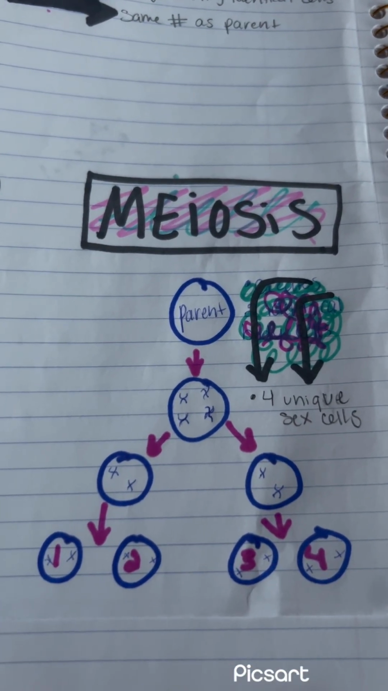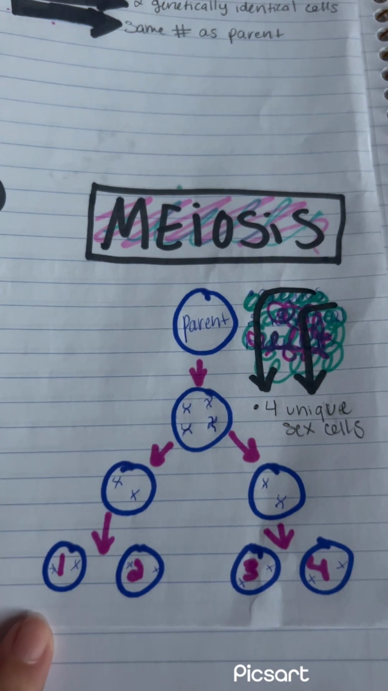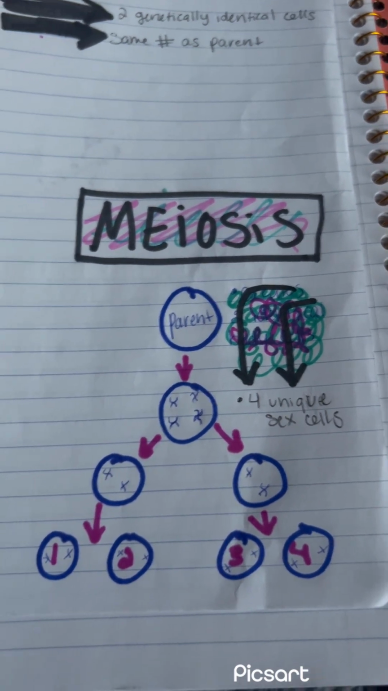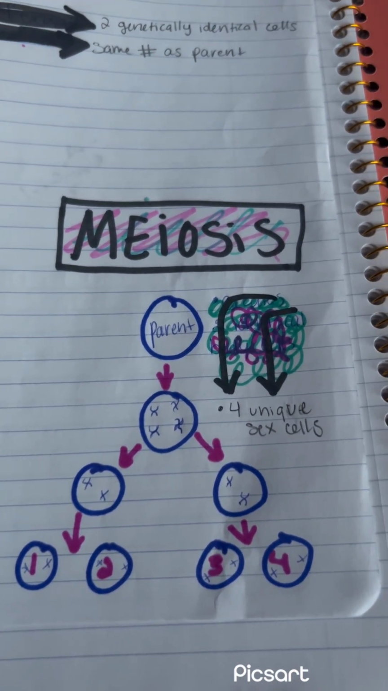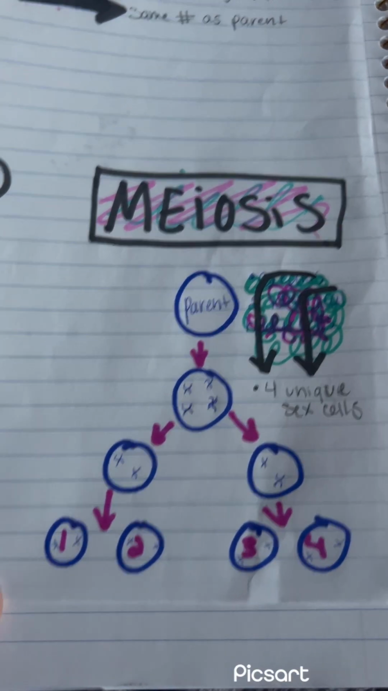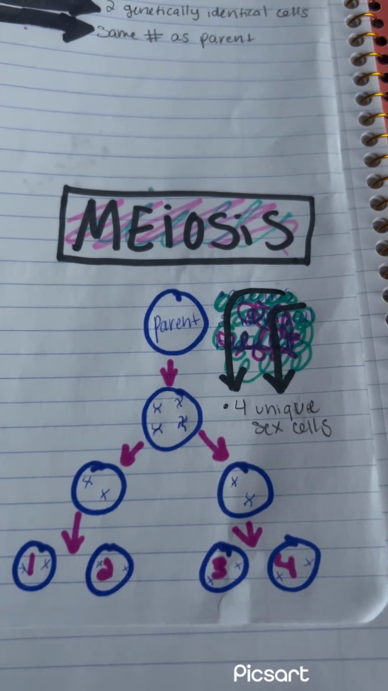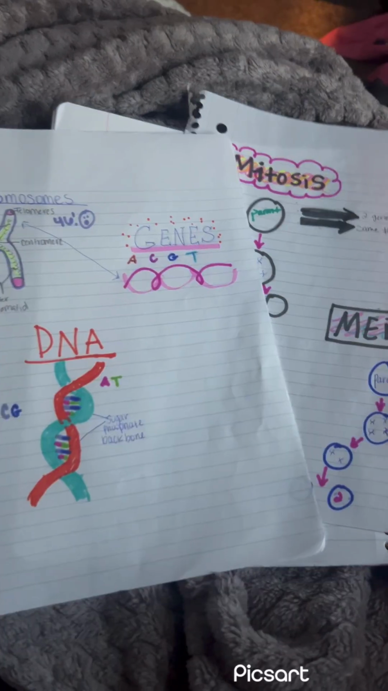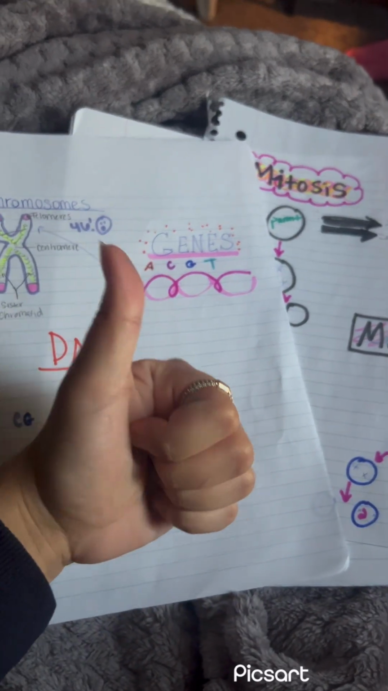Each cell division has 4 stages, and these stages are prophase, metaphase, anaphase, and telophase. So it would be prophase 1, prophase 2 in the 2 different cell divisions. And I think I covered all of them, so that's my video.